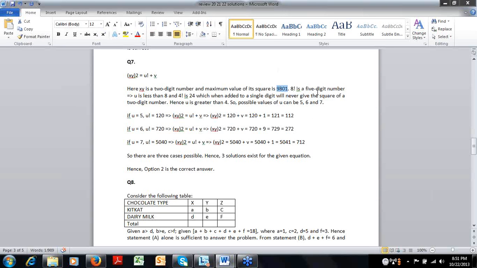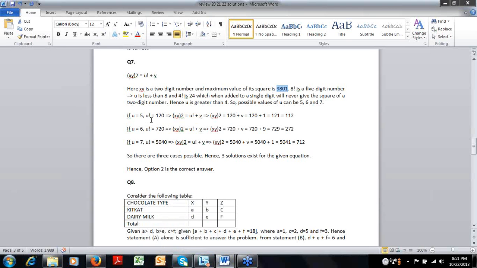8 factorial is a 5-digit number. So u has to be less than 8, and 4 factorial is 24, which when added to the single digit will never be a square of a two-digit number. So u needs to be greater than 4. So the possible values of u can be 5, 6 and 7.